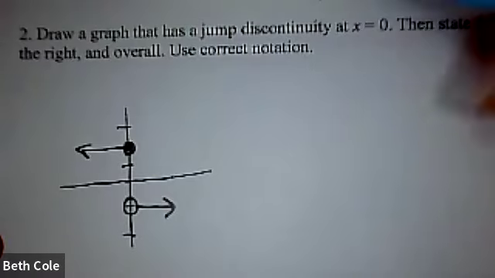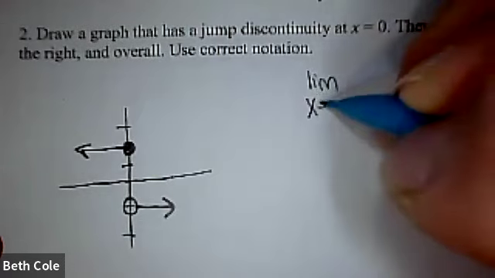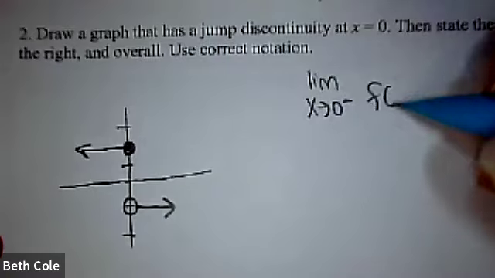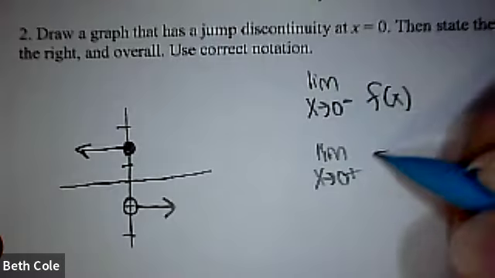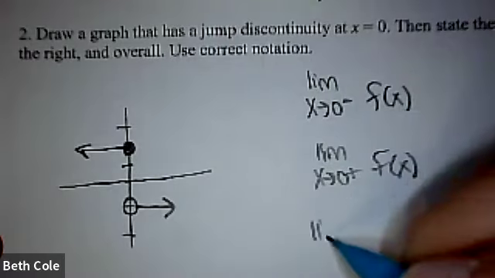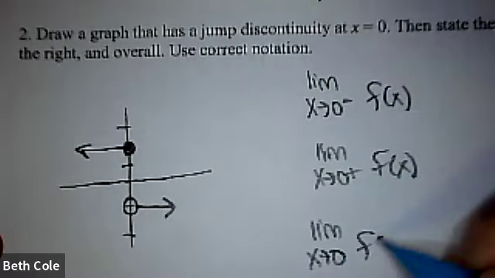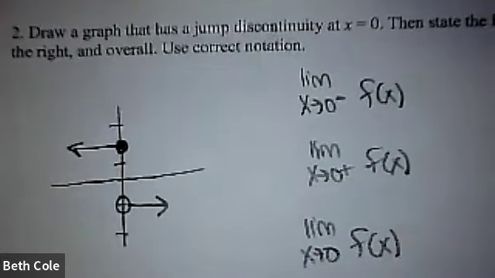And then we're going to do the exact same thing. So we're going to find the limit as x goes to 0 from the left of the function, the limit as x goes to 0 from the right of the function, and the limit as x goes to 0 overall, so not sided.